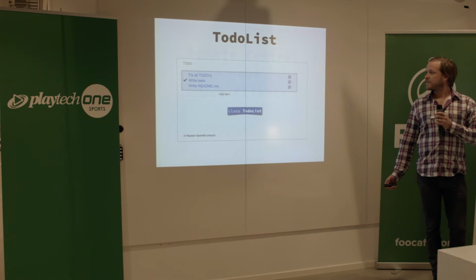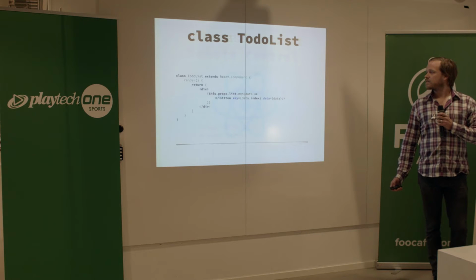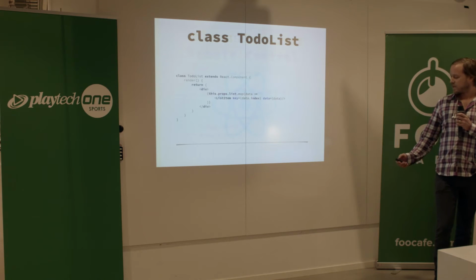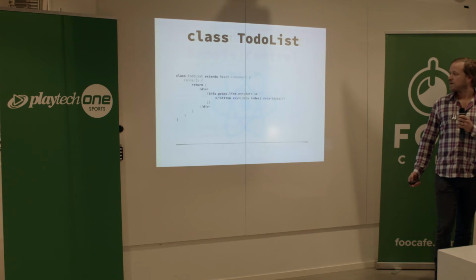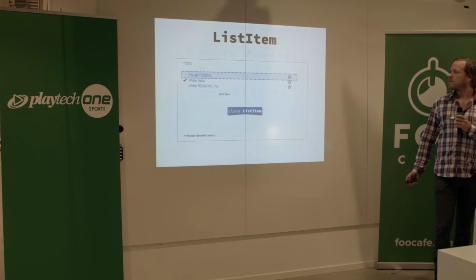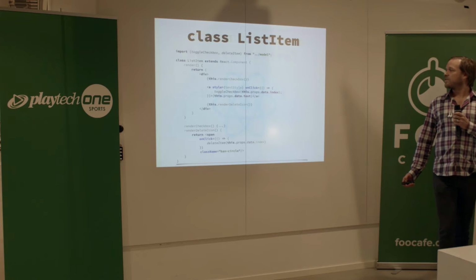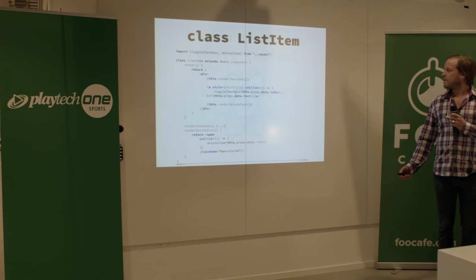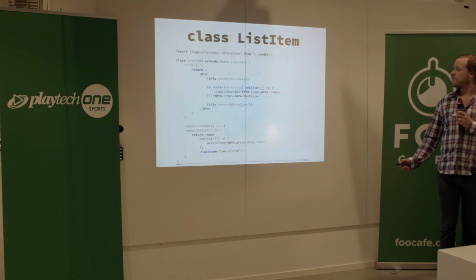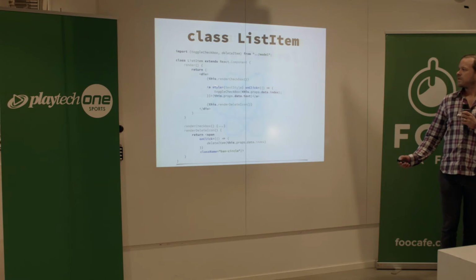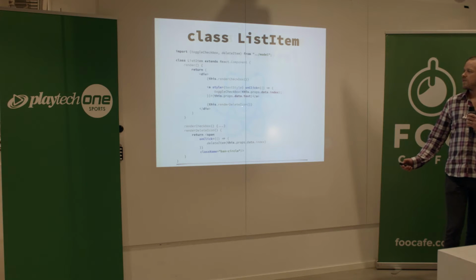And we have the list. This is very small: we just iterate over the list items and generate list items. For each item, we use the list item component, which has three parts: the checkbox, the link you saw, and the delete icon.